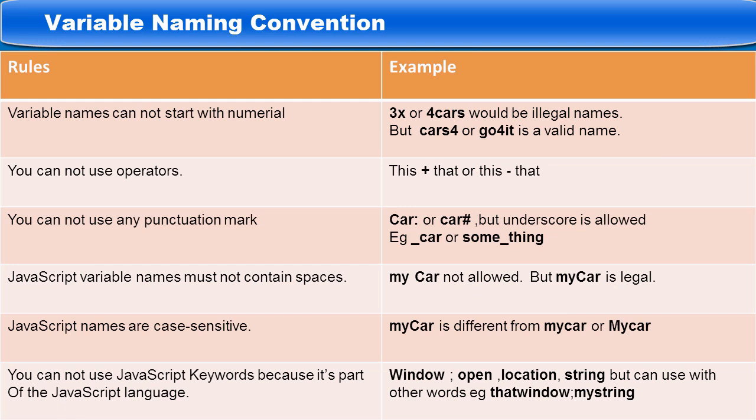So the first thing to take into account is that variable names cannot start with a number. For example, you can't name a variable 3x or 4cars. Those would be illegal variable names. However, you can combine numbers with text. You can call a variable maybe cars4 or go4it and things like that. They are perfectly valid variable names.